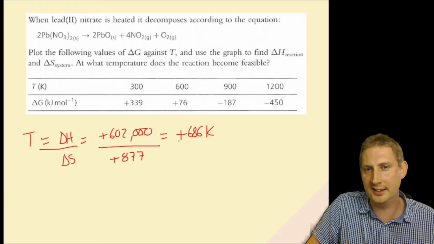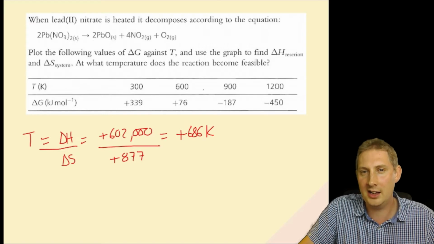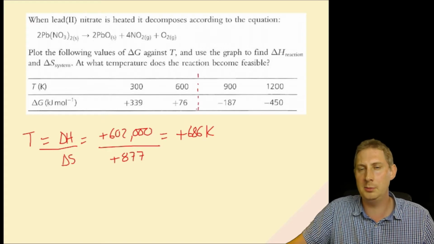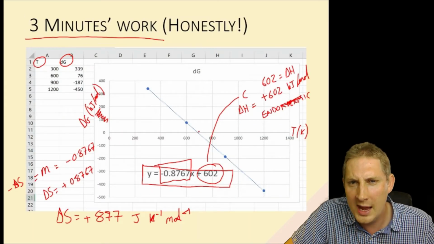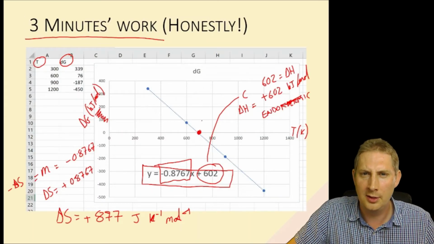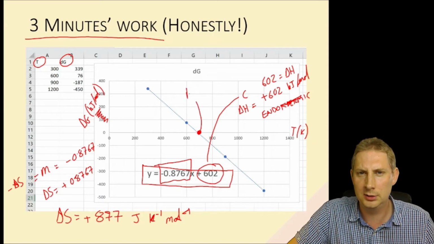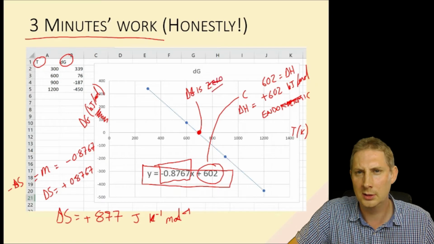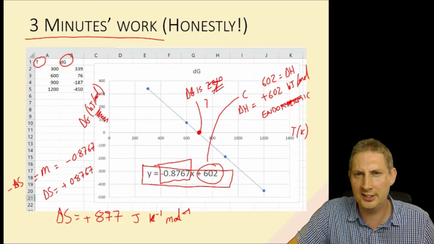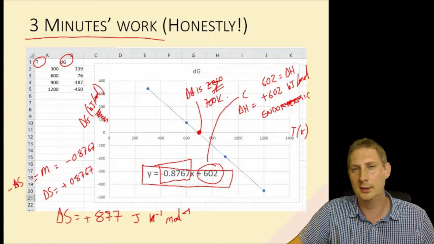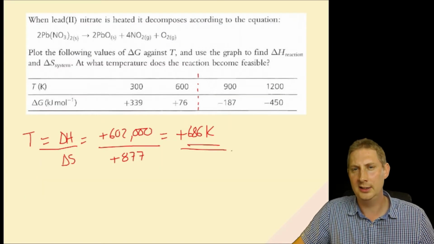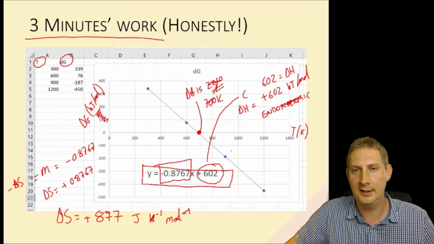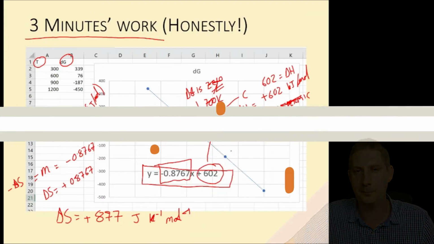Of course, it's plus 686 Kelvin, and that kind of makes sense because we know it's going to be between 600 and 900. Going back to the graph, we can see that delta G is 0 here, and that is pretty much at 700 Kelvin. So we can have faith in this value, 686 Kelvin. It ties in with our graph.